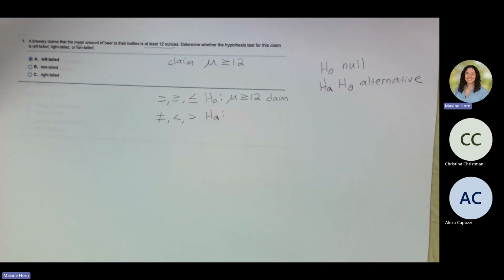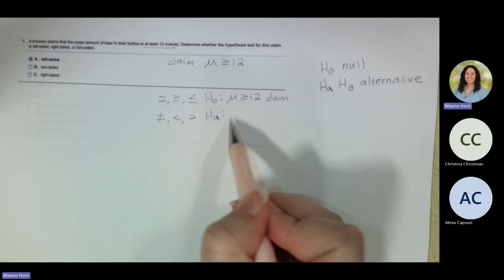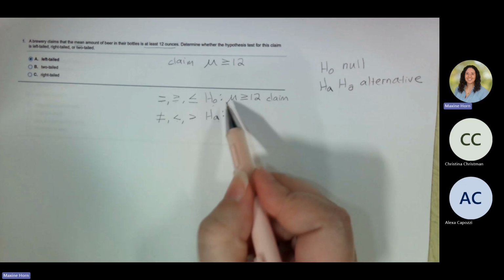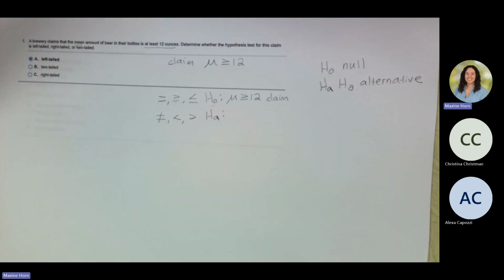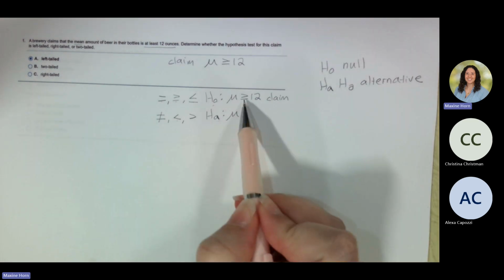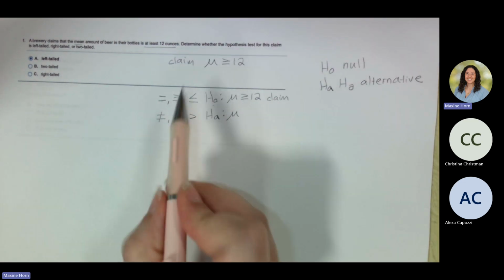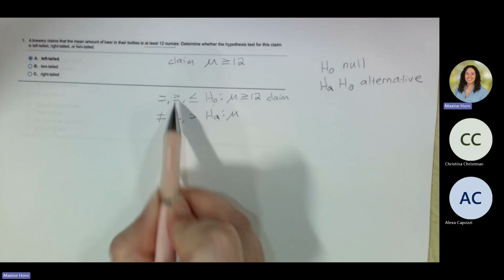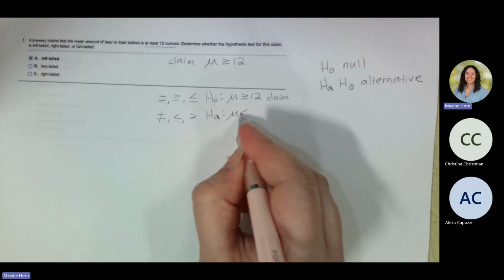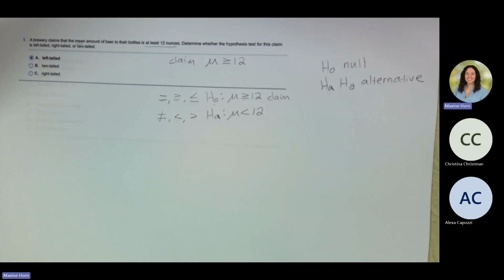Okay. So once you fill in whichever one of these is your claim, you're going to fill in your other hypothesis. So you're just going to write your same symbol, and you're going to write the corresponding symbol that is the complement. So this is the complement of this, this is the complement of this, and so on and so forth. So the complement of greater than or equal to is less than.